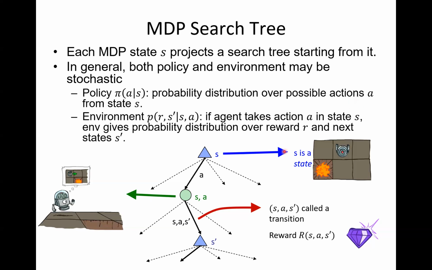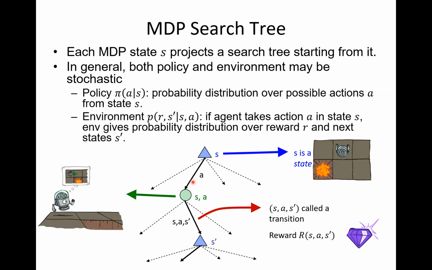For example, with the robot, if the robot goes forward, the wheels may be broken, maybe not working so well. So it may go forward with 90% probability, go left with 5% probability, and go right with 5% probability. That's the environment, outside of the control of the agent.